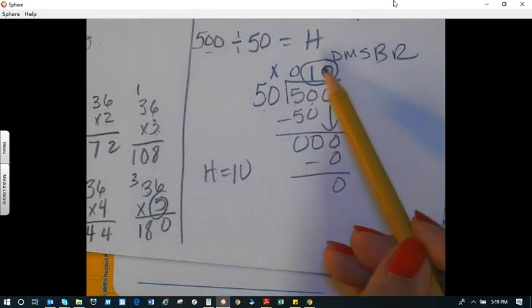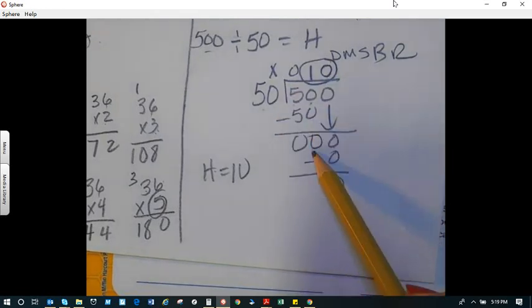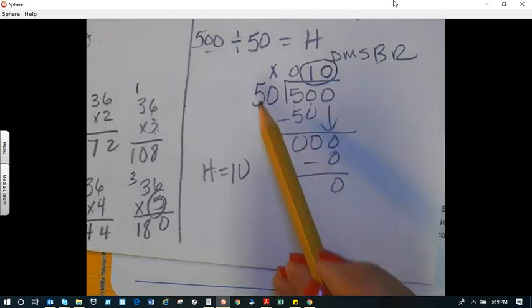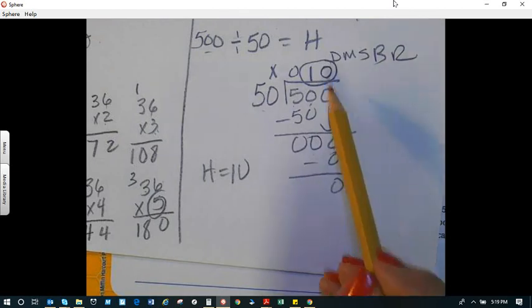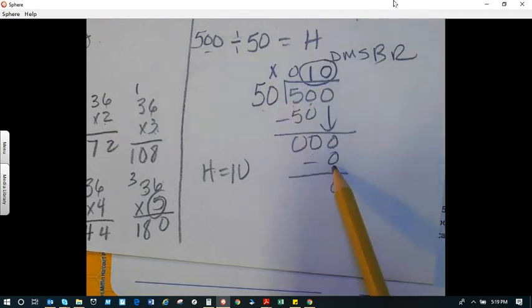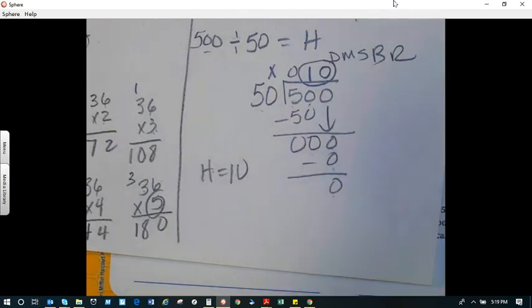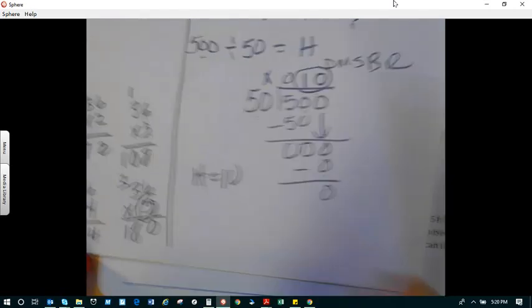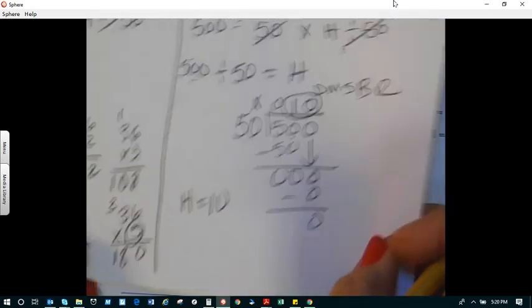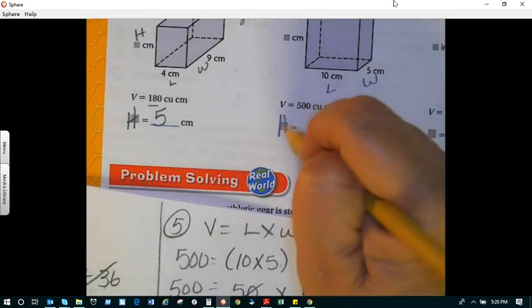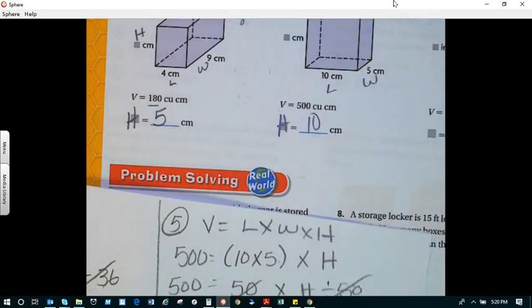So when 1 times 50 is 50, subtract out, bring down. Still 50 goes into 0 0 times. 0 times 50 is 0, and then subtract out at 0. And I did that just so that you could see the whole process of the long division. And then your quotient is 10. So here, my height is 10 centimeters.